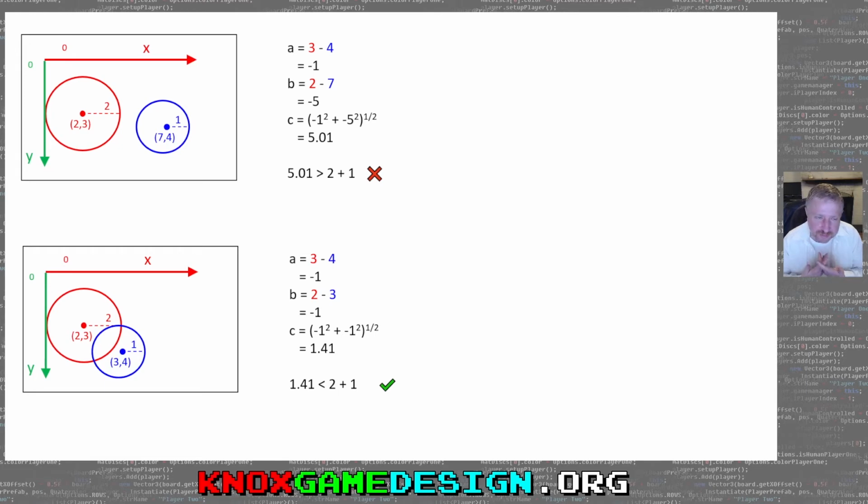In the second example on the bottom, we have the same first circle, center point 2, 3 with a radius of 2, and our second circle has center point 3, 4 with a radius of 1. So the A value is -1, the B value is also -1, so we square -1 plus the square of -1, which equals 2. Take the square root of that, which equals approximately 1.41. Since 1.41 is less than the sum of the two radius values, 2 plus 1, which is 3, that means the two circles do collide.